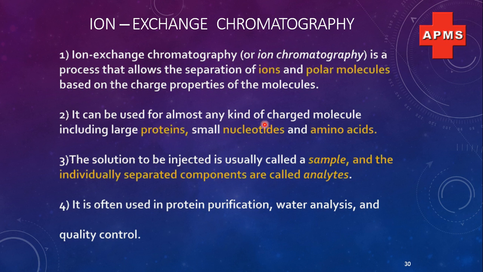It can be used for almost any kind of charged molecule including large proteins, small nucleotides and amino acids. So all these types of molecules could be polar in nature, or in the presence of acidic or basic medium could show cationic or anionic properties. So these polymers, small molecules, small amino acids, organic molecules, nucleotides could be easily separated using this ion exchange chromatography. The solution to be injected is usually called a sample, as we know, and the individually separated components are called analytes.